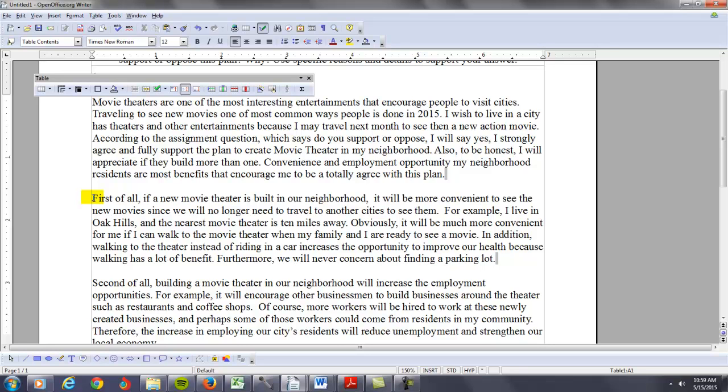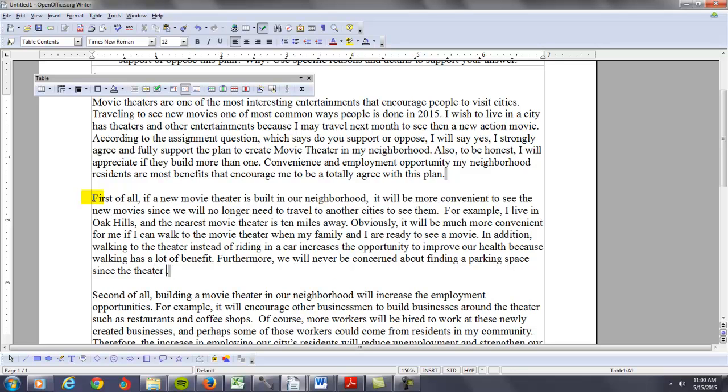You're talking about all of these benefits, right? So not being concerned about finding a parking lot, that's also a benefit. Being able to walk to the movies to improve your health is a benefit. Not having to drive 10 miles away to see a movie and saving time that way is a benefit, right? So furthermore, we will never be concerned about finding parking since the theater is so close to our homes.